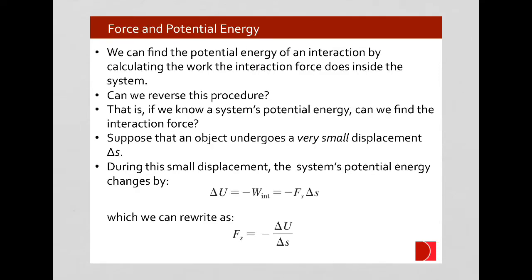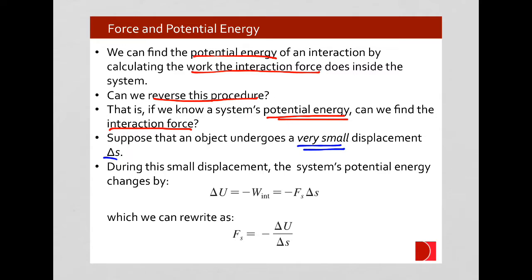We found potential energy initially by looking at the work done by an interaction force within the system. So we wonder, can we reverse this procedure? Given the system's potential energy, can we find the interaction force? So let's imagine that we have the object undergoing a very small displacement delta S.